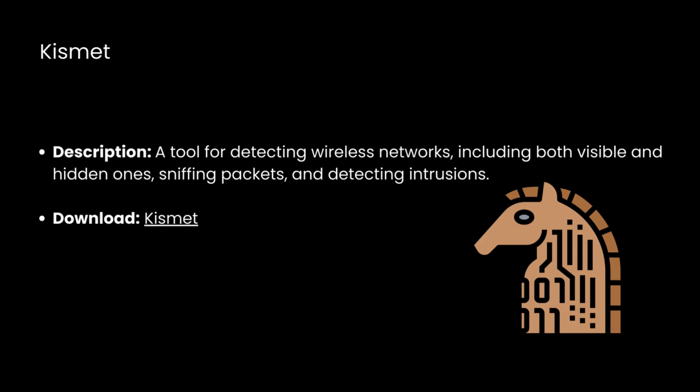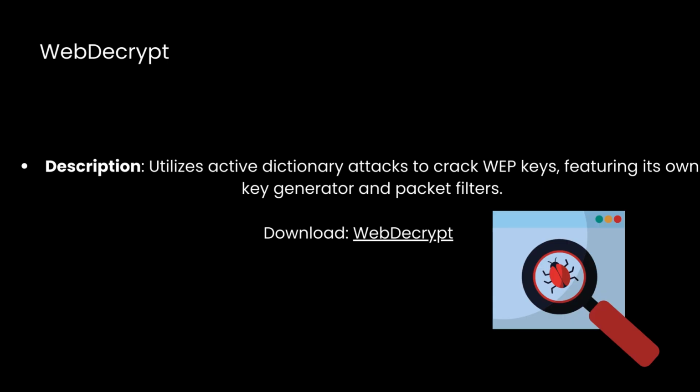Kismet, a tool for detecting wireless networks, including both visible and hidden ones, sniffing packets and detecting intrusions. You can get it from its official website, and there are various other sources available. WebDecrypt utilizes an active dictionary attack to crack WEP keys, featuring its own key generator and packet filter.